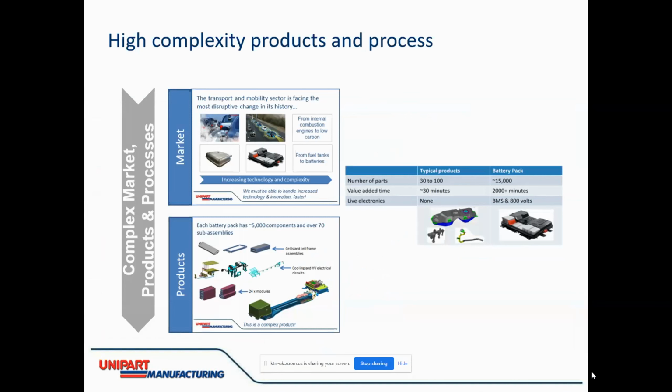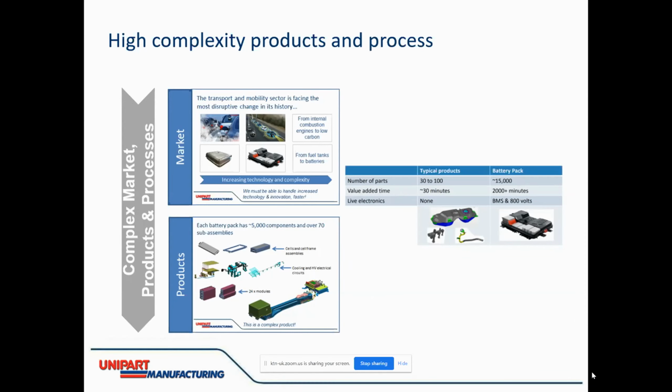For us, we're moving away. If you look at, for example, the components that we have, like a fuel tank, that is 30 to 100 components or parts in a bill of materials. So the market is changing, the products are getting more complex. With the fuel tank, we had 30 to 100 parts in a bill of materials, we didn't have any live electronics, and it was simple. We used to manufacture that part for over 30 years, and we knew how to do it. The supply chain was clear, and it was all easy.